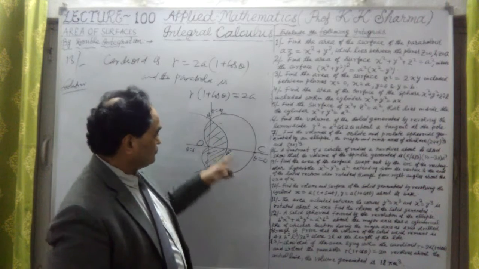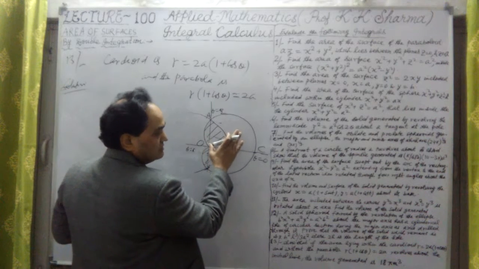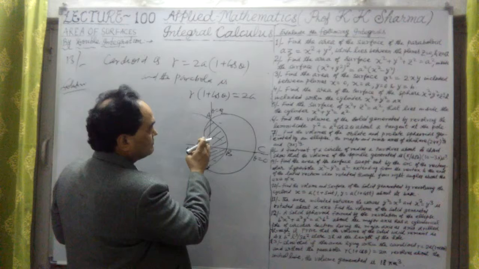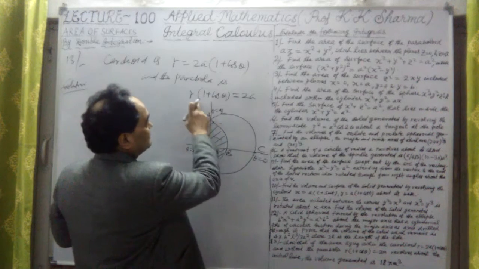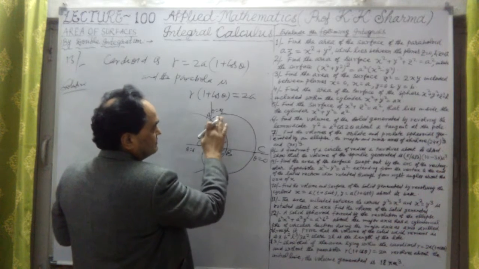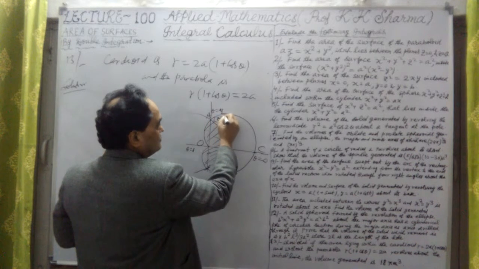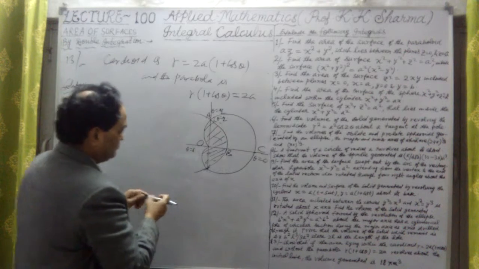Question 13: find the area bounded by the cardioid without the parabola. This we were doing without the parabola. The parabola is this and the cardioid is this. In this case, for the cardioid we have calculated that the intersecting point has theta equal to pi by 2. So the limits are 0 to pi by 2. This I was doing here.